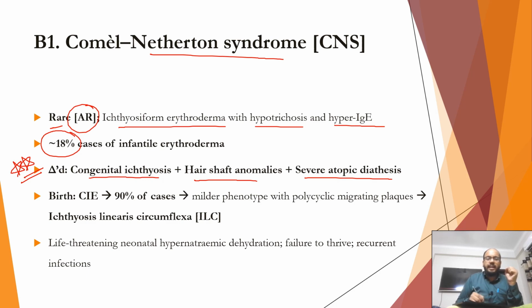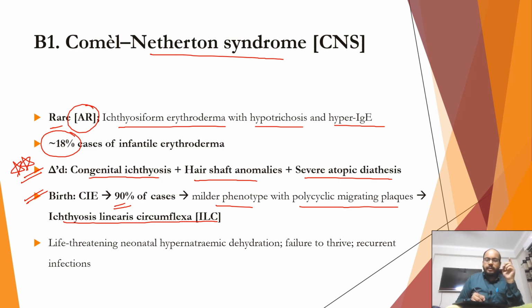At birth, it presents as congenital ichthyosiform erythroderma, CIE, that we have discussed in the previous videos on ichthyosis. Go back and see that, and you will have a better understanding about CIE. So it begins as CIE. Roughly 90% of cases of Netherton syndrome begin as CIE, but it has a milder phenotype with polycyclic migrating plaques. These migrating polycyclic plaques are known as ichthyosis linearis circumflexa. So ILC, or ichthyosis linearis circumflexa, is nothing but erythematous, scaly plaques which are migrating or changing position.